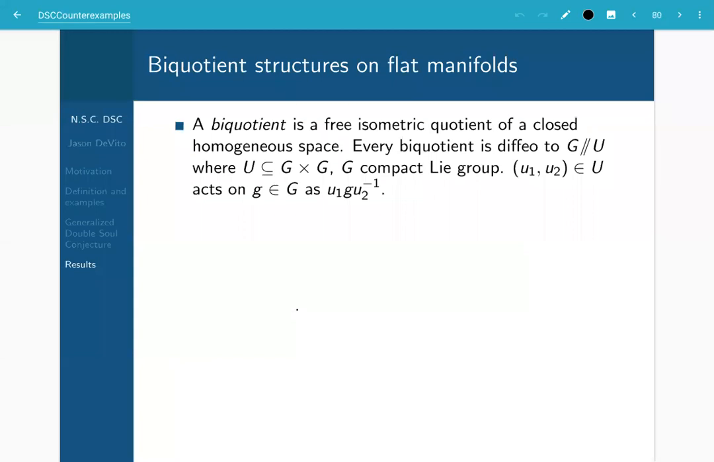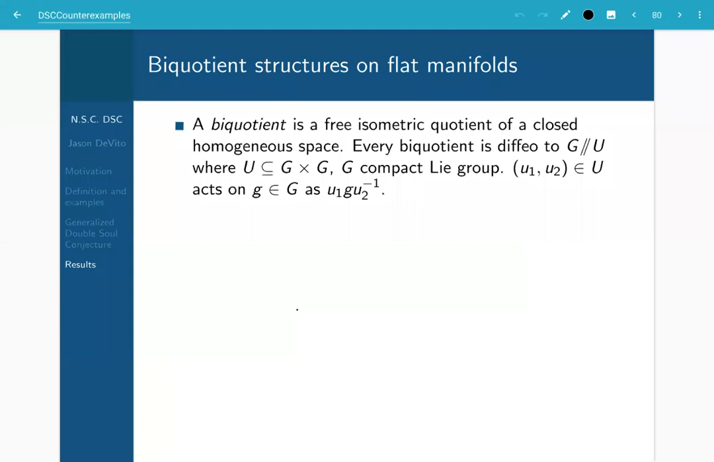So I don't think I've said the word biquotient yet. When I say biquotient, what I'm talking about is starting with a Riemannian homogeneous space. So this is a space where the group of isometries acts transitively. So it has a large isometry group. And so you look for subgroups that happen to act freely. And once you have such a thing, you can take the quotient and of course get a manifold out of that. These things are called biquotients.